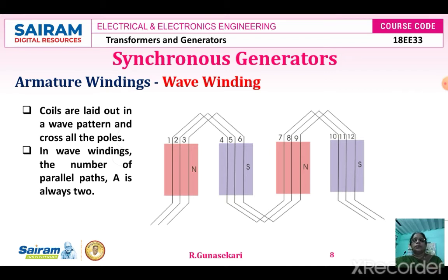In problems, when a wave wound generator or lap wound generator is given, the number of parallel paths is never given. So from the number of poles you have to identify: lap wound means A is equal to P, wave wound means A is equal to 2. Because the manufacturer puts in the nameplate details the capacity, that is the rating of the generator, the rated voltage, rated current, the speed of the machine, and the number of phases, 3 phases, like this only. They never mention the number of parallel paths.